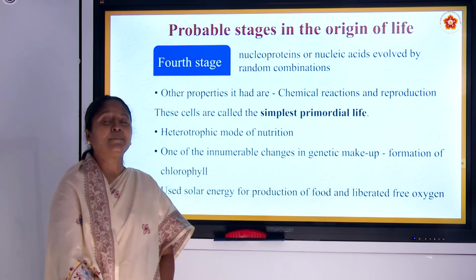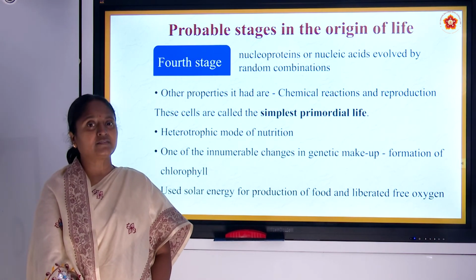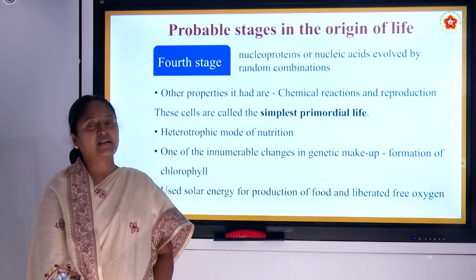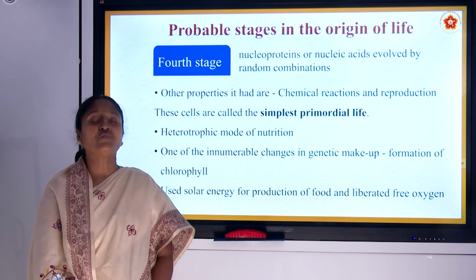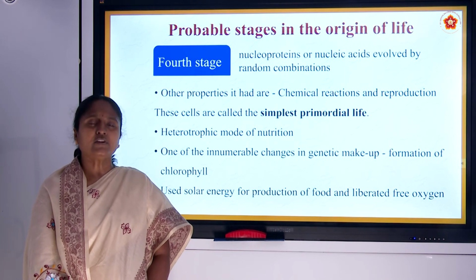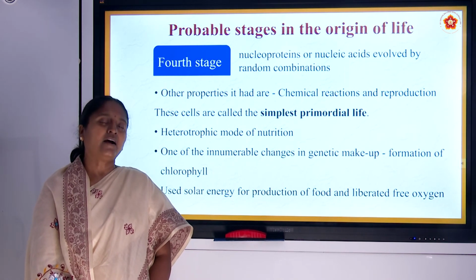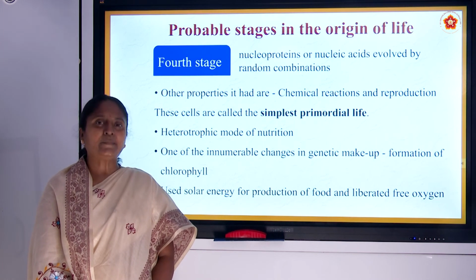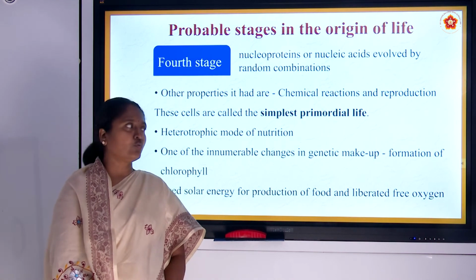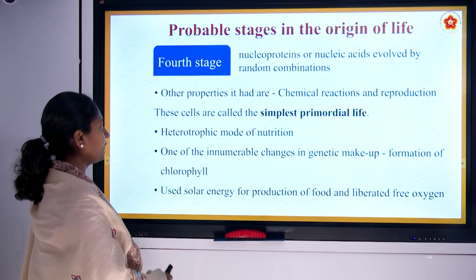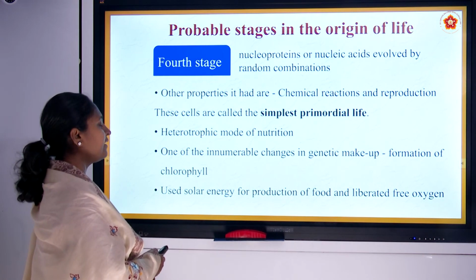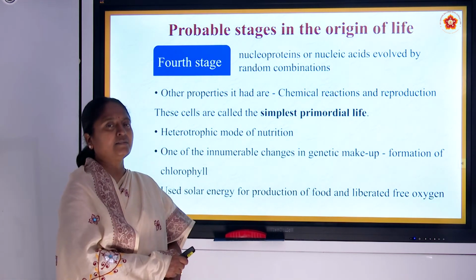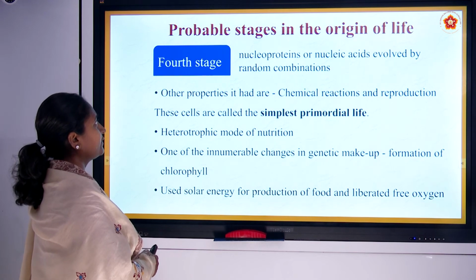Apart from that, the important event which happened during this time is the liberation of free oxygen. Remember, in earlier slides we have seen that there was no free oxygen present in the environment. We could see carbon dioxide, right? Now we are getting free oxygen. Molecular oxygen, O2, got liberated into the environment after we got the plant, that is, the chlorophyll-containing organisms started evolving on the earth's surface.